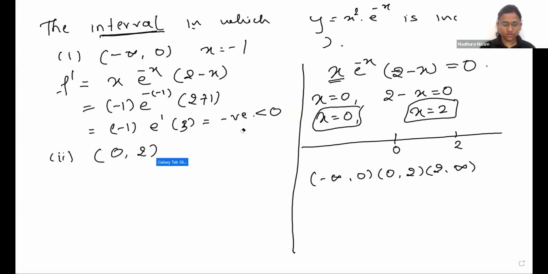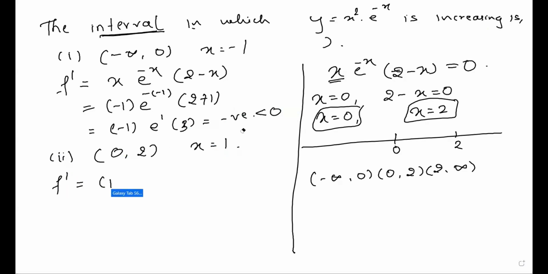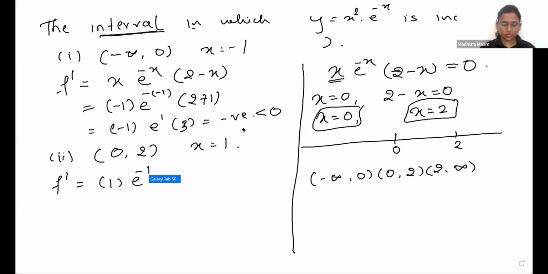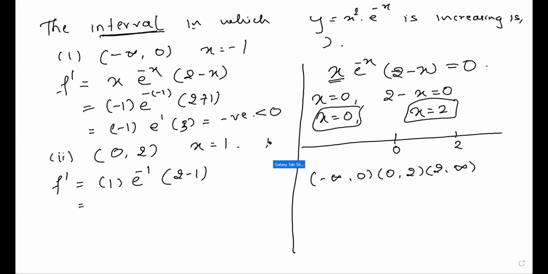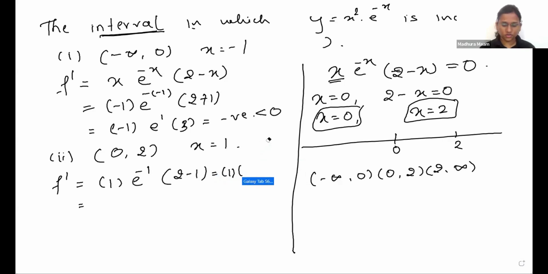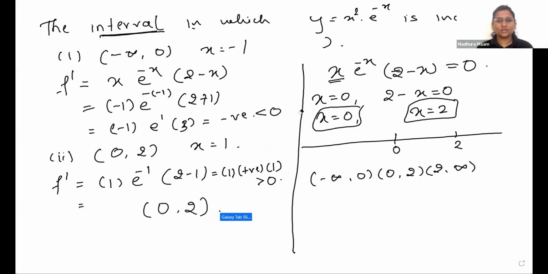So let us check for 0 to 2. In 0 to 2, shall I take x as 1? Yes ma'am. If x is 1, e to the power minus 1, and this is 2 minus 1. We can write e to the power minus 1 as 1 by e. So this is always positive. The first one is positive, the second one, 2 minus 1, is 1, also positive. So where is it positive? 0 comma 2.